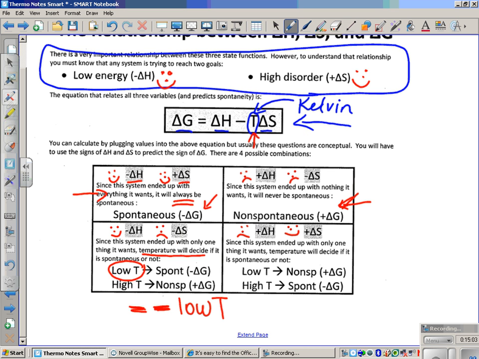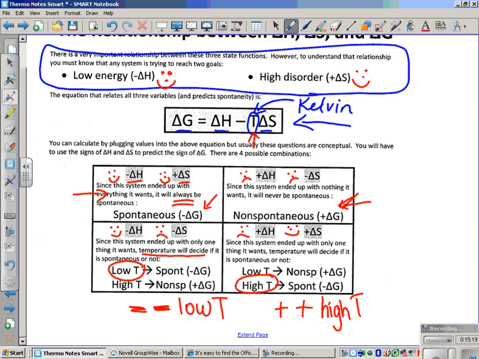For the positive delta S, that's good. So again, we have a good and a bad. If it's a positive and a positive, then it's spontaneous only at high temperature. So I tell my students to remember, if it's positive and positive, it's high temperature to get a spontaneous reaction.